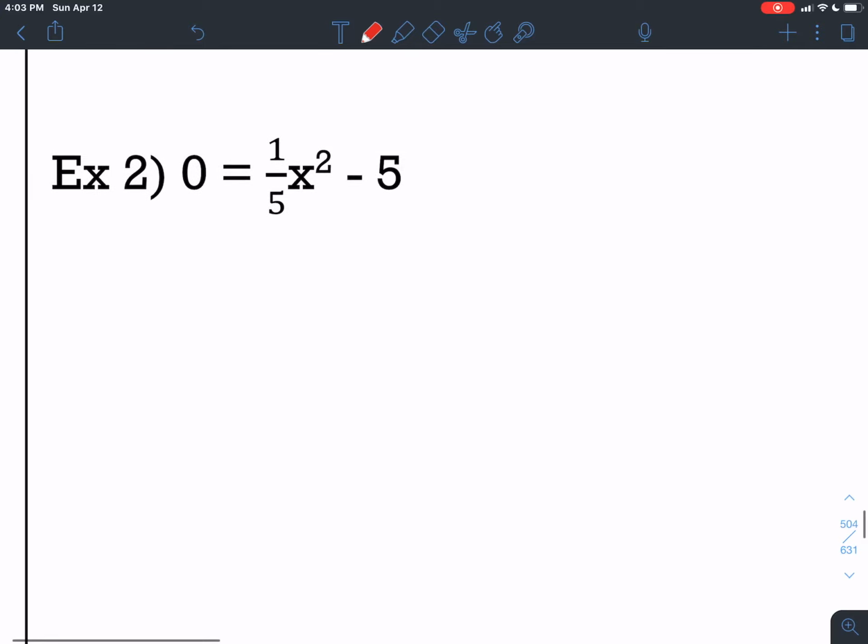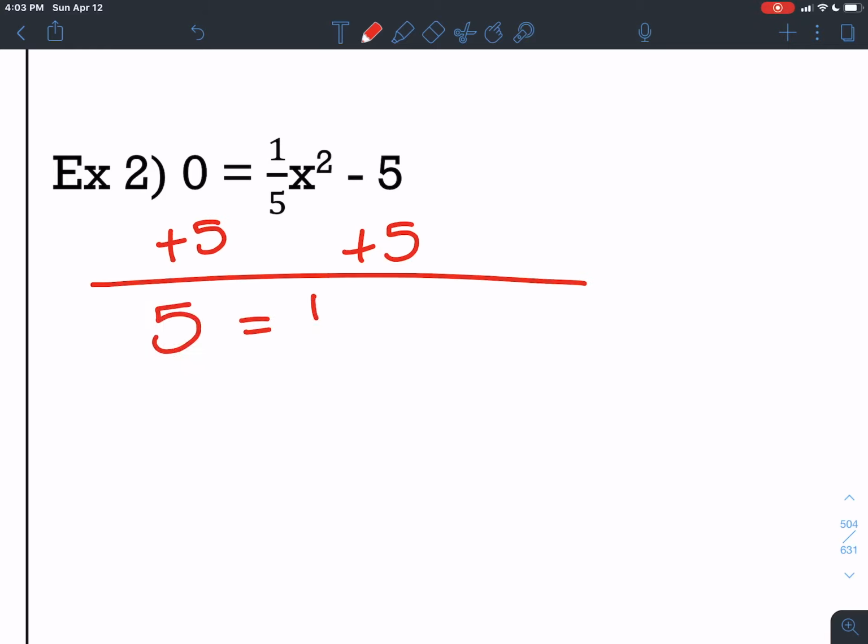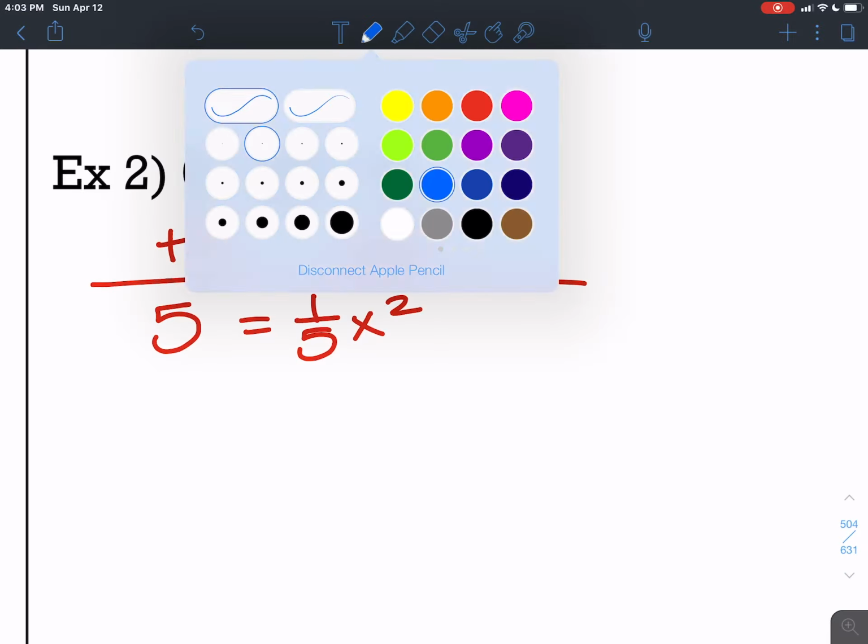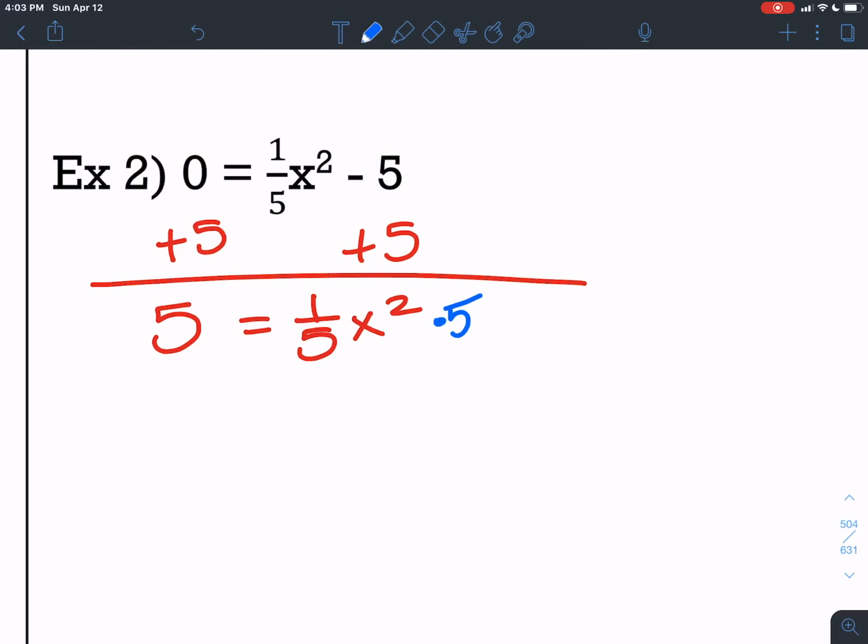Number 2. So first thing I want to do is get that x squared by itself. Let's move this 5 over. I see that 1 over 5 in front of my x squared is a coefficient, so I'm going to multiply everybody times 5 to get rid of it. I could have also multiplied by the reciprocal, 5 over 1. All right, so now I've got my x squared isolated.